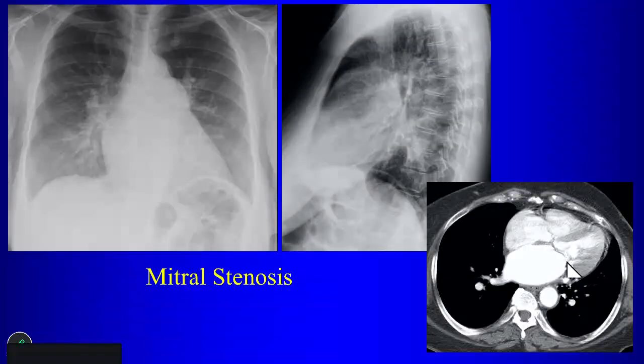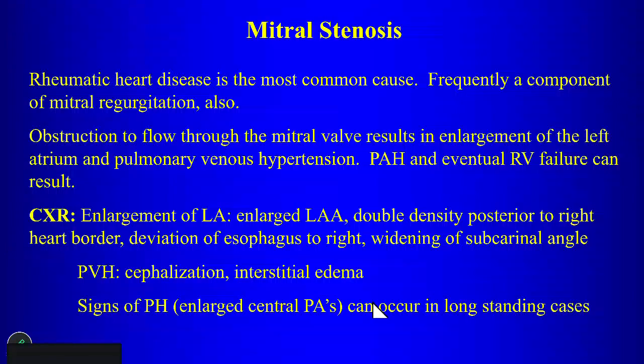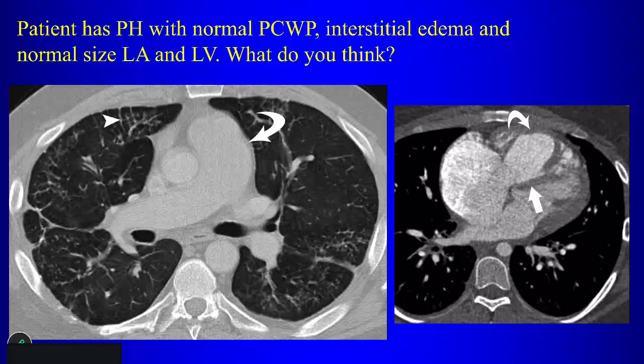So here on the CT, you can see the thickened mitral valve and the big left atrium. So, we won't go through all of that. This patient has pulmonary hypertension, normal pulmonary capillary wedge pressure, which is a big clue that that's a typical something that they tell you on the exam. Interstitial edema, you can see the interlobular septal thickening. You can see the dilated right-sided chambers because of the pulmonary hypertension. Normal size left atrium and left ventricle.